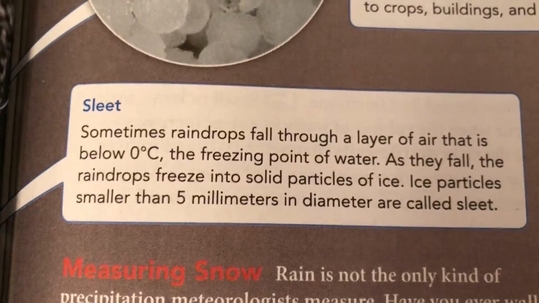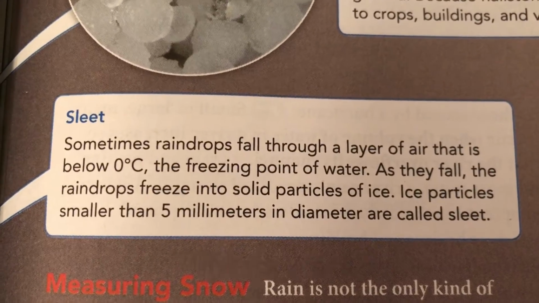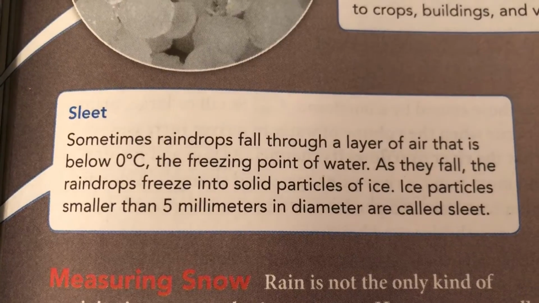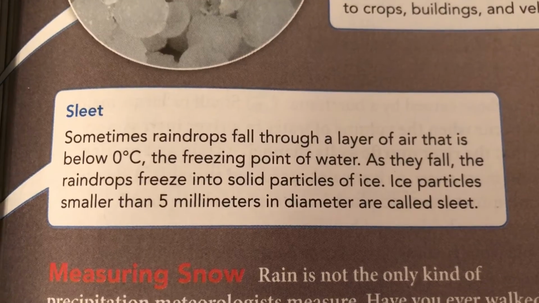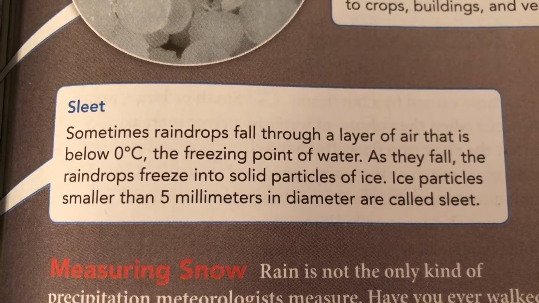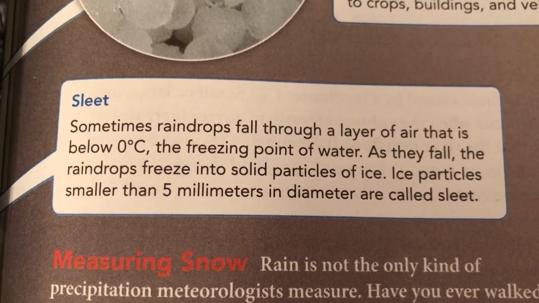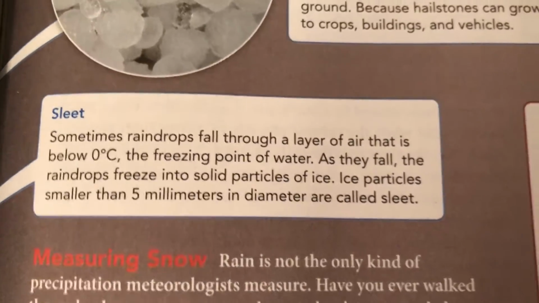Sleet. Sometimes rain droplets fall through a layer of air that is below 0 degrees Celsius, which is the freezing point of water. As they fall, the rain droplets freeze into solid particles of ice. Ice particles smaller than 5 millimeters in diameter are called sleet.